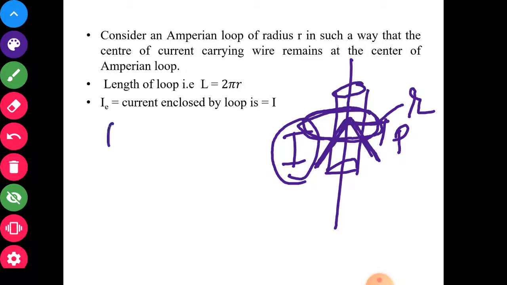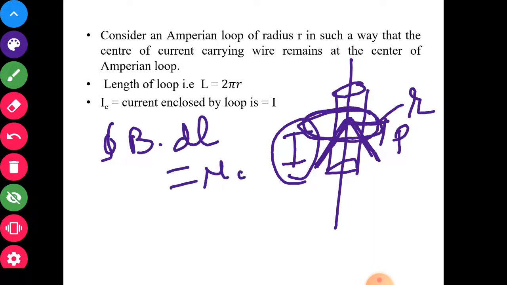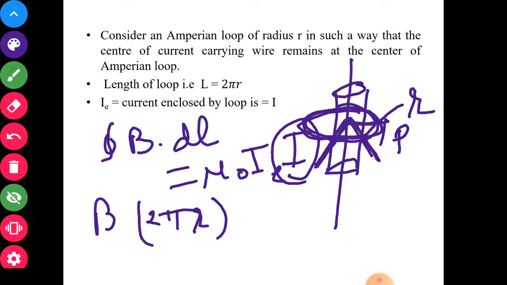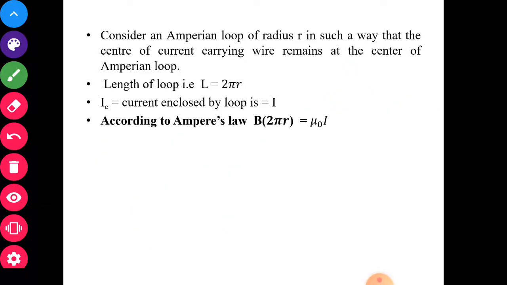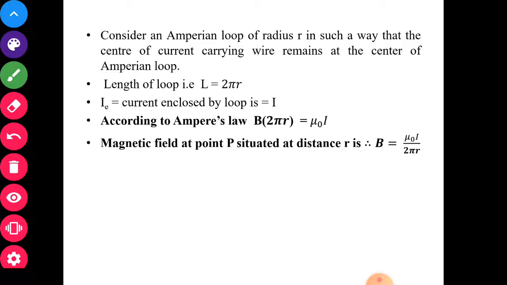We have the equation, the integral of B dot dl is equal to mu 0 I enclosed. Then if you consider B dl, the length of this loop will be 2 pi R, which is equal to mu 0 times whatever current is enclosed, that is I. So according to Ampere's circuital law, B into 2 pi R is equal to mu 0 I. So B is equal to mu 0 I upon 2 pi R.